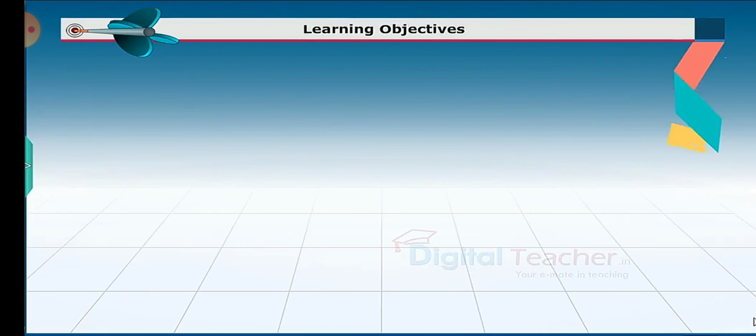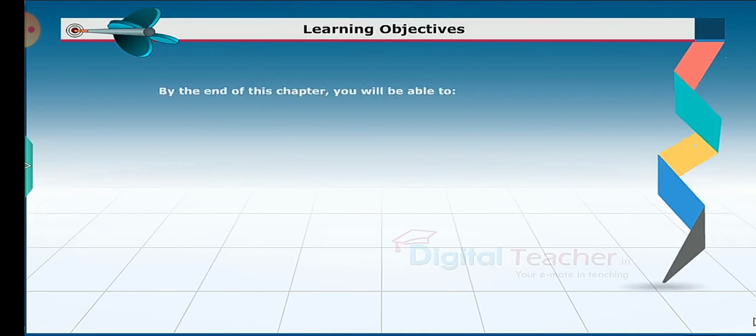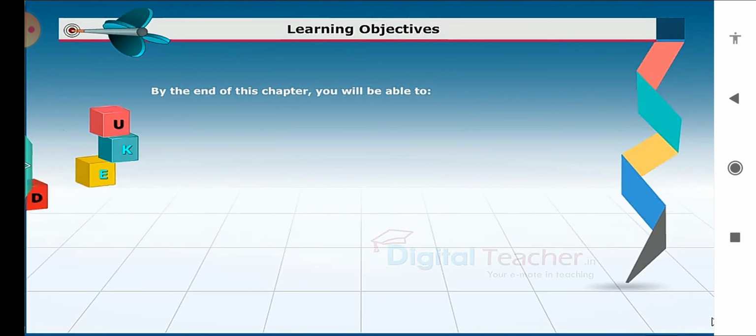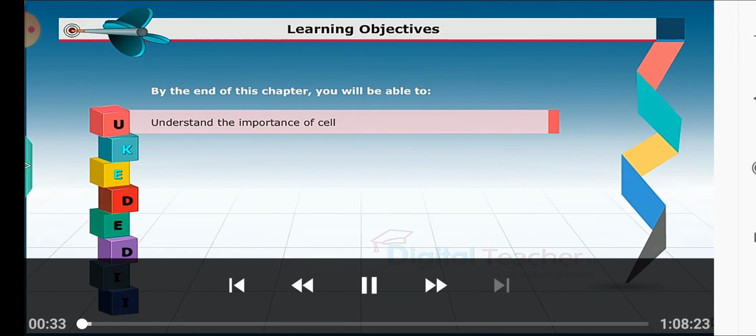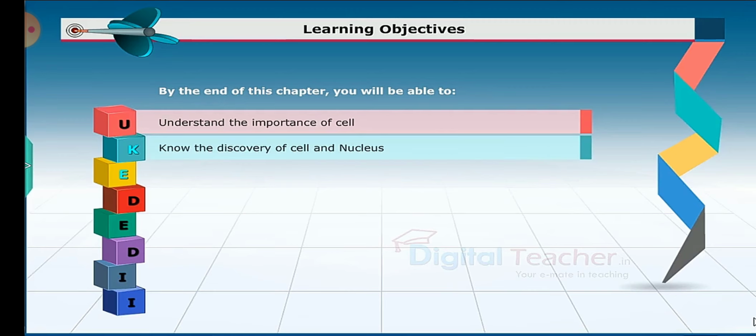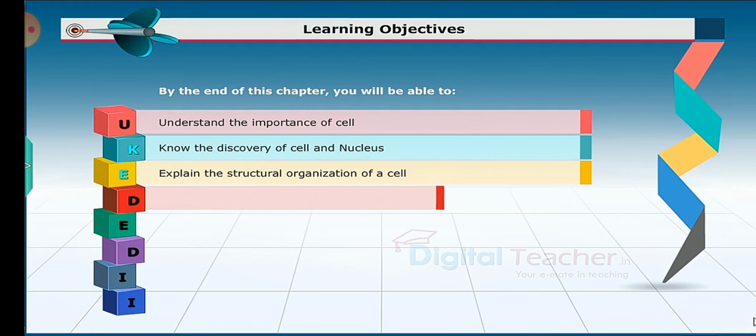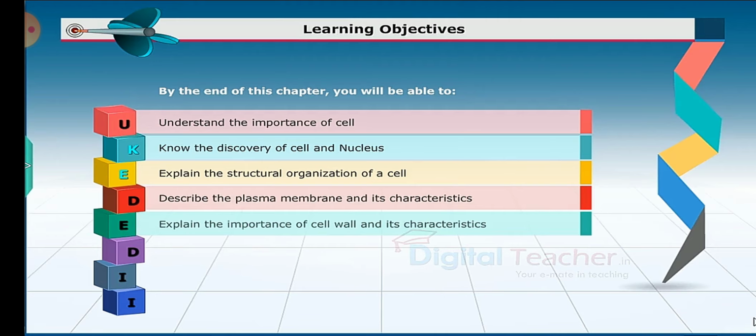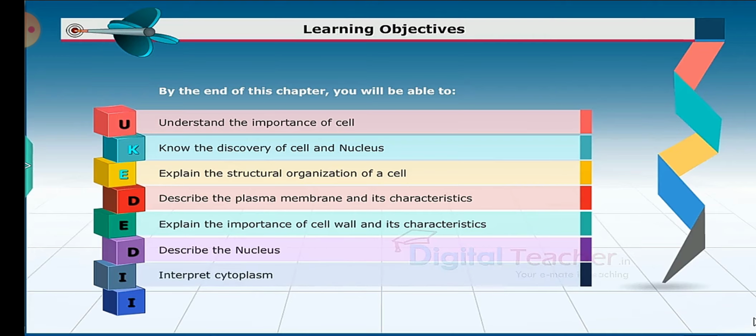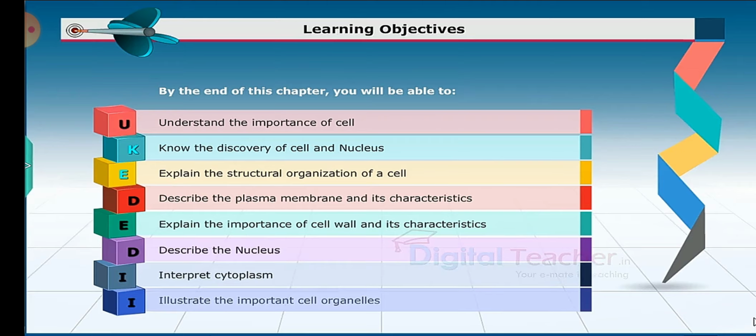Learning objectives. By the end of this chapter, you will be able to understand the importance of cell, know the discovery of cell and nucleus, explain the structural organization of a cell, describe the plasma membrane and its characteristics, explain the importance of cell wall and its characteristics, describe the nucleus, interpret cytoplasm, illustrate the important cell organelles.